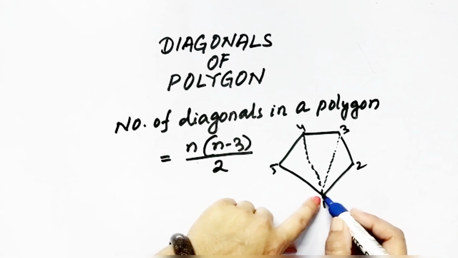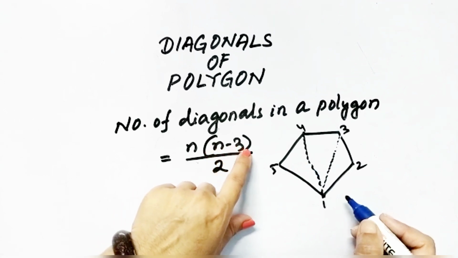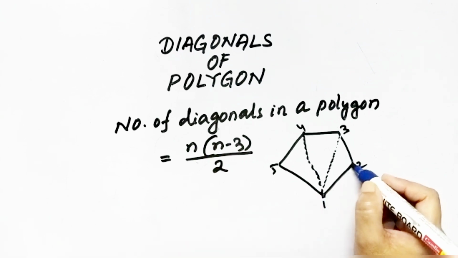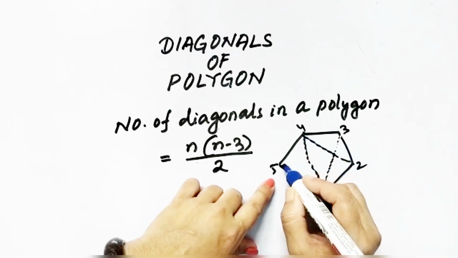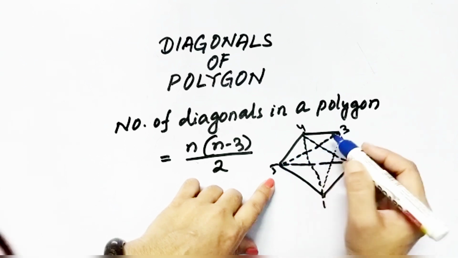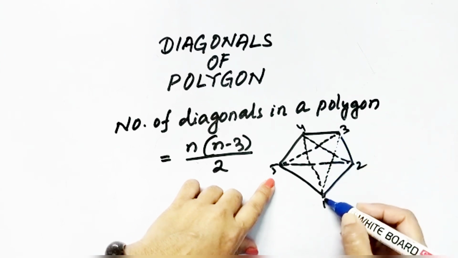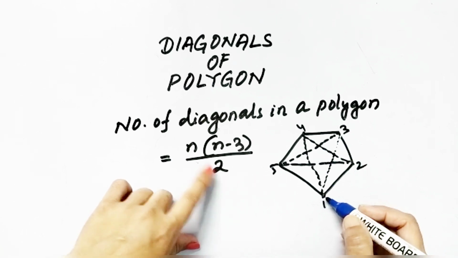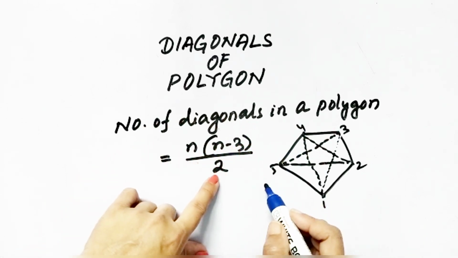So from a particular vertex we have to subtract 3, that's why n minus 3. And n into n minus 3 because we can draw diagonals from every vertex: from vertex 1, from vertex 2, from vertex 3. But are you observing that when we join 1 and 3, and later 3 and 1, it is repeating? That's why it is divided by 2. So the formula for the number of diagonals in a polygon is n into n minus 3 divided by 2.